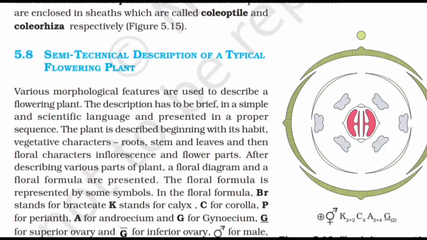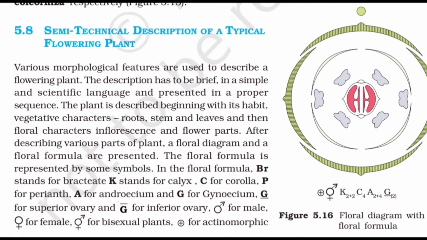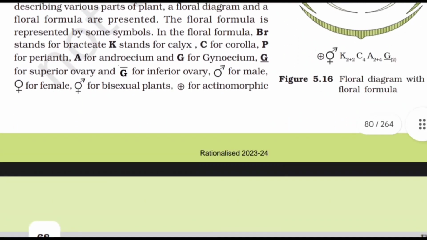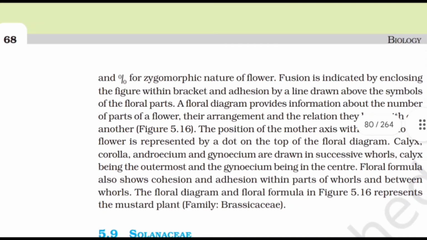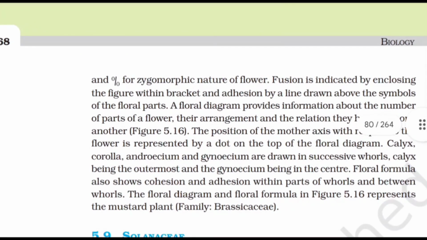The floral formula is represented by some symbols. In the floral formula, Br stands for bracteate, K stands for calyx, C for corolla, P for perianth, A for androecium, and G for gynoecium. Male, female, and bisexual are indicated, and actinomorphic and zygomorphic nature of the flower are also shown. Fusion is indicated by enclosing the figure within brackets, and adhesion by a line drawn above the symbol of the floral parts.